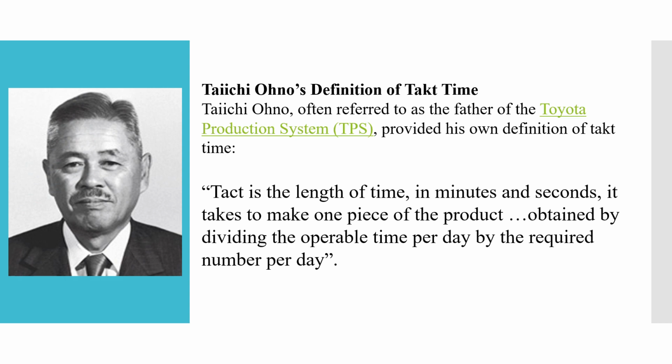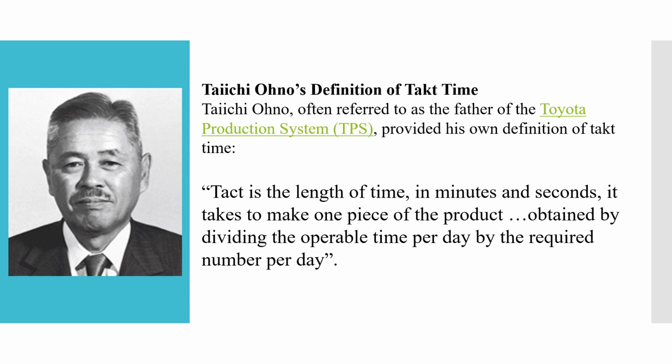So, as per the Taiichi Ohno definition of Takt time, Takt is the length of time in minutes and seconds it takes to make one piece of the product. So Takt is nothing but the total length of time, whether in minutes or in seconds, which is required to make one piece of the product, obtained by dividing the operable time per day by the required number of pieces per day. So this is the simple definition of Takt time by Taiichi Ohno.